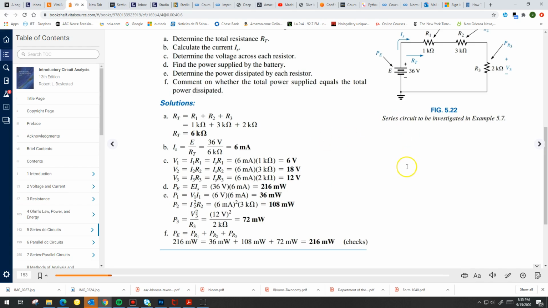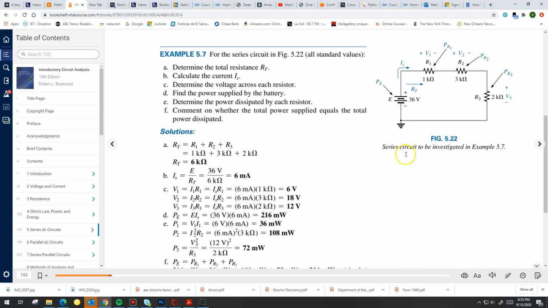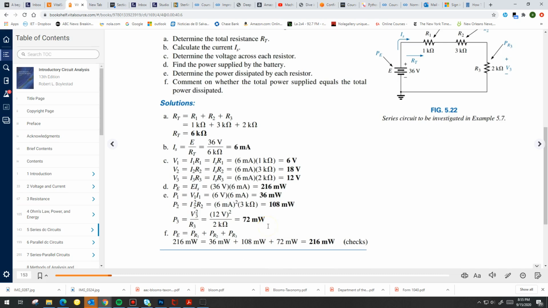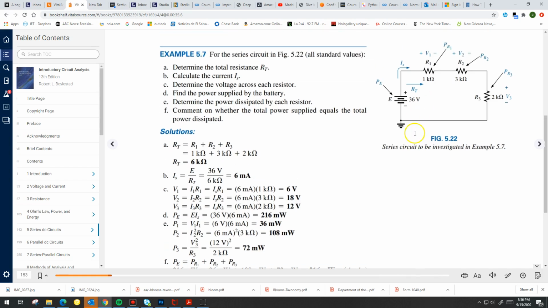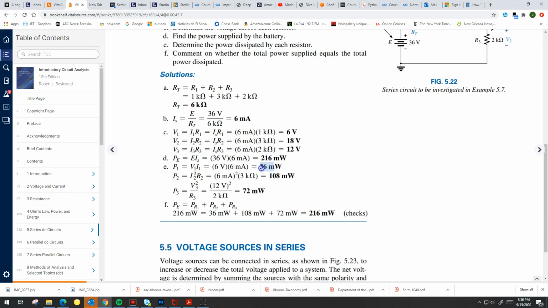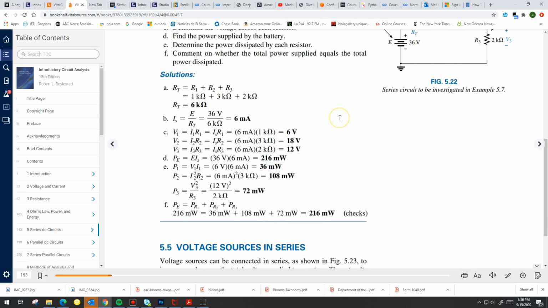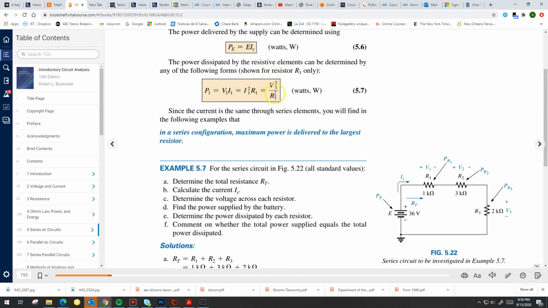And the next thing we want to know is the power absorbed by each resistor, or dissipated. Another way of saying absorbed or dissipated is the same thing. The power dissipated by the resistance, we can use any of the equations. In this case, for P1, they use the voltage times the current. The voltage across R1, we already know, is 6 volts. The current is 6 milliamps, so it's just 36 milliwatts. We can use the same equations. It doesn't matter. We have all these choices, remember?